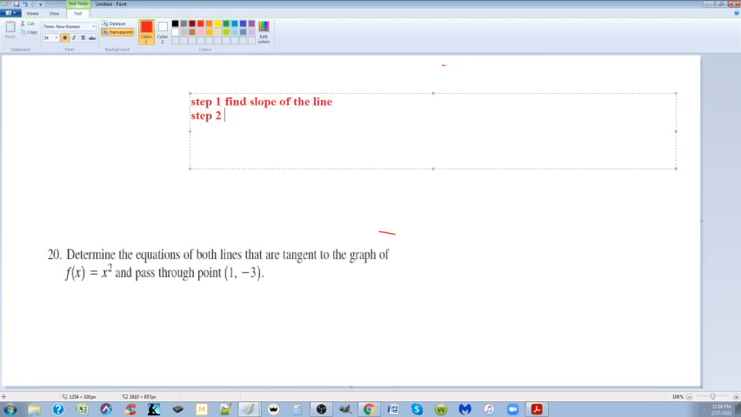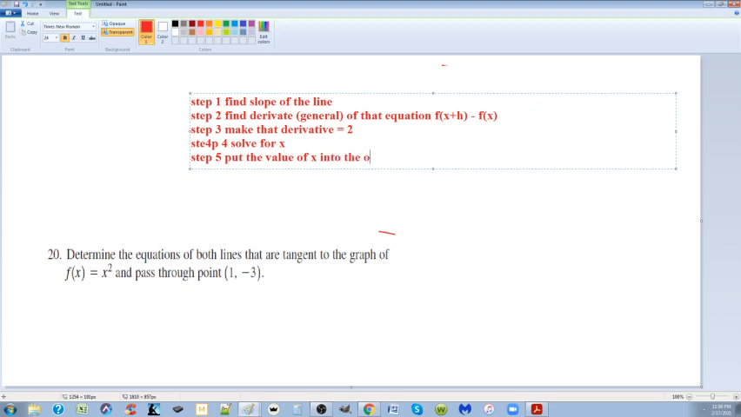Step 2, find the general derivative of that equation using f of x plus h minus f of x. It's going to take time, and you're going to be left with a derivative once h reaches 0. Step 3, make that derivative equal the slope you found, which was 2. Step 4, solve for x. Step 5, put the value of x into the original function to find the y value. Done.